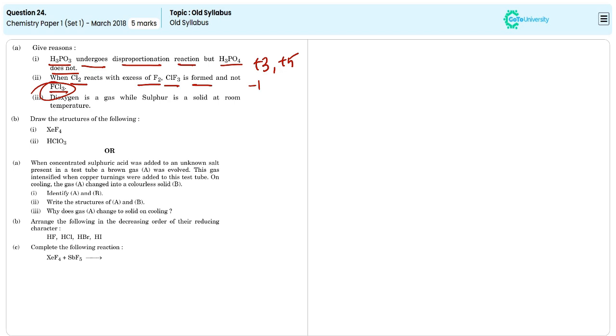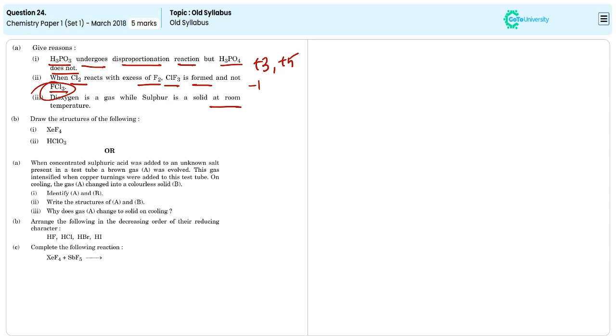The third one is: dioxygen is a gas while sulfur is a solid at room temperature. This is due to the differences in their molecular structures and intermolecular forces. Dioxygen consists of diatomic molecules with a simpler linear structure. The only intermolecular forces present are weak London forces or van der Waals interactions.